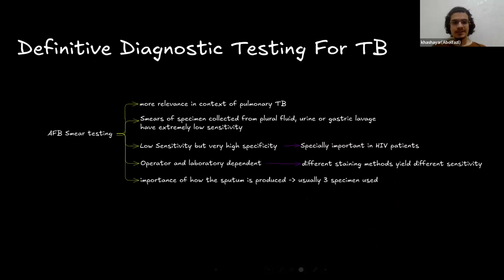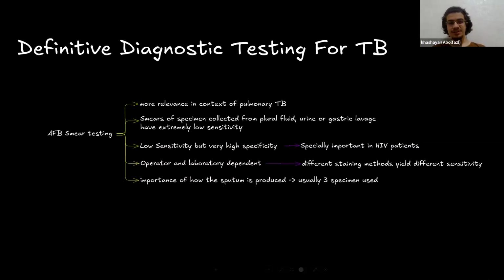Our first line definitive diagnostic test in many places is AFB smear testing. It is mostly relevant in the context of pulmonary TB, but it can be used in other cases. Smears of specimens collected from pleural fluid, urine, or gastric lavage have lower sensitivity. It has low sensitivity because it is equipment dependent and operator dependent, but it is highly specific. This is, again, especially important in HIV patients.